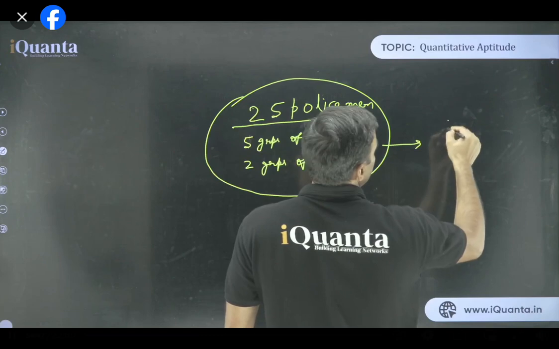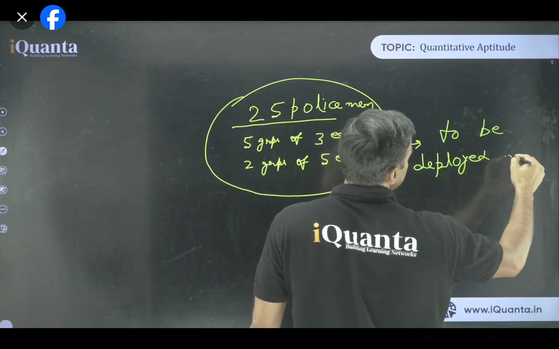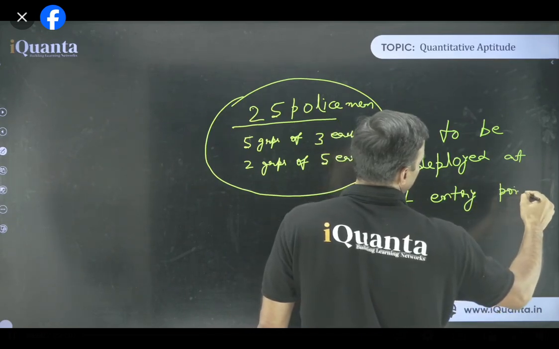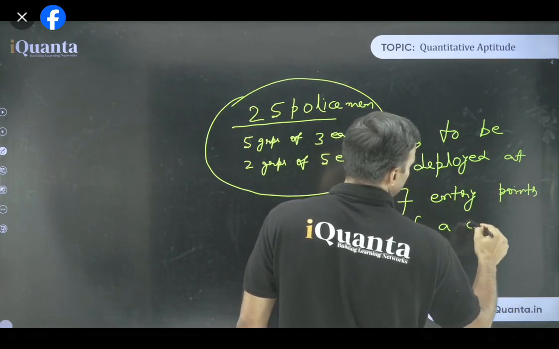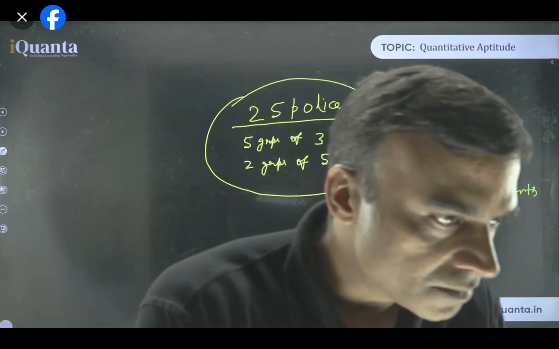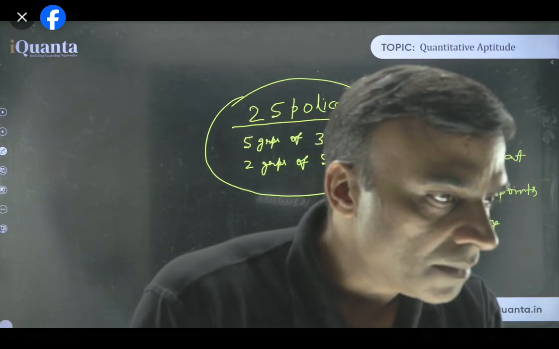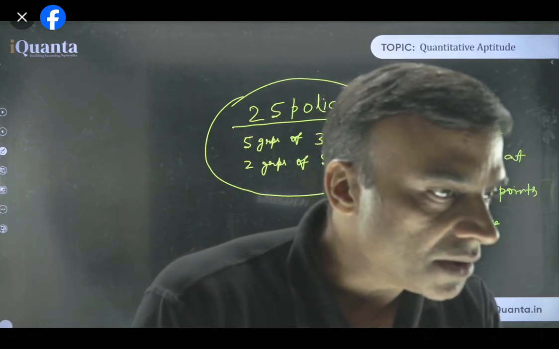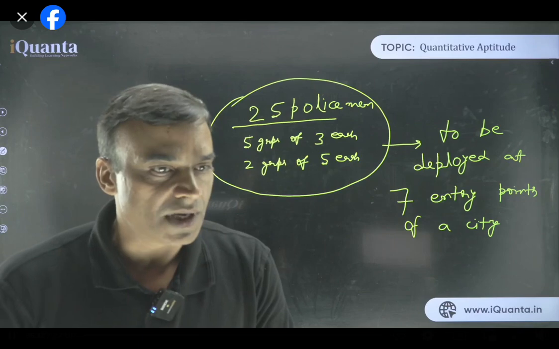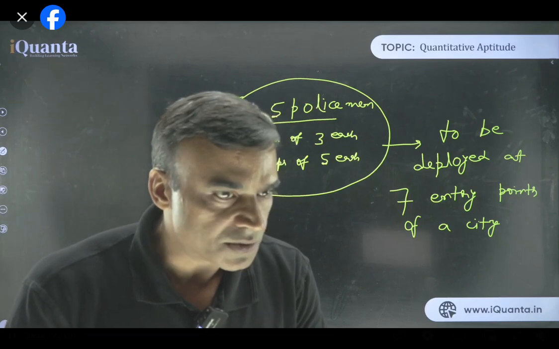And they are to be deployed at 7 entry points of a city. ठीक है? Rachna, that we have already discussed when we were doing equal groups, बच्चा. अभी के लिए just note it down that you just divide extra by factorial of number of equal groups. I repeat, in equal grouping, you divide extra by factorial of number of equal groups. Okay?